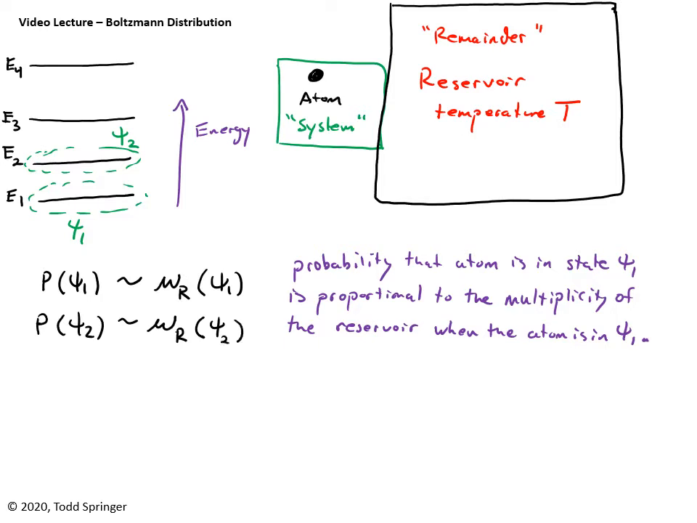And in particular, I want to focus on this ratio for now. The ratio of the probabilities that the atom is in state psi2 divided by the probability that the atom is in state psi1 is going to be the ratio of those multiplicities of the reservoir, psi2 divided by psi1.